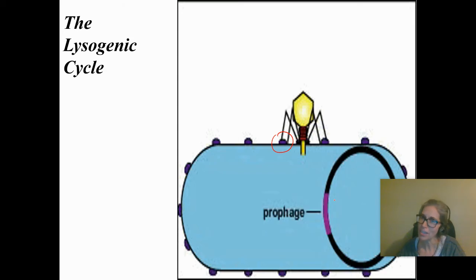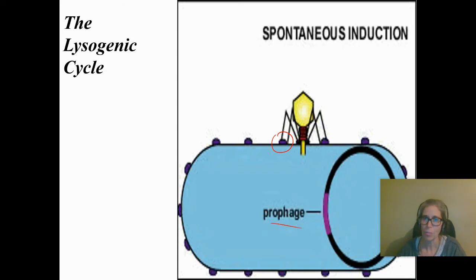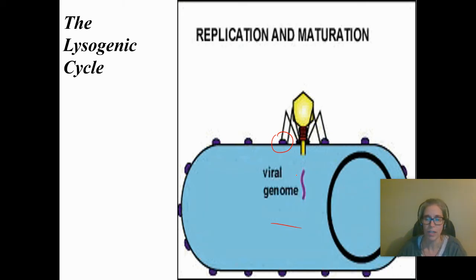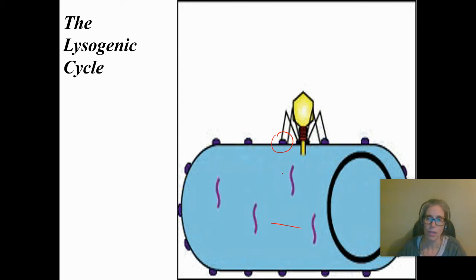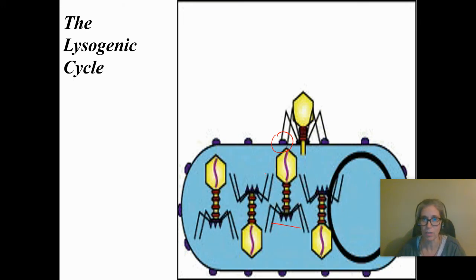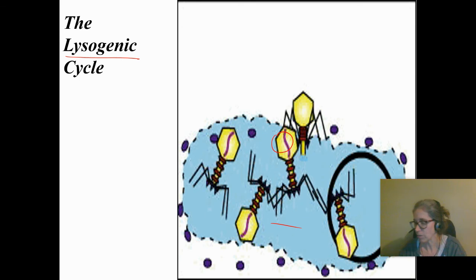Instead, it inserts itself into the bacterial chromosome, at which case you're going to call it a prophage. That just means it could be bad, but it's not right now. So it's like a future virus. At some point, there's a trigger that will allow the DNA to come out and then do the whole lytic cycle thing and eventually break the cell. So lysogenic has a longer wait, and the bacteria lives longer after it's infected.